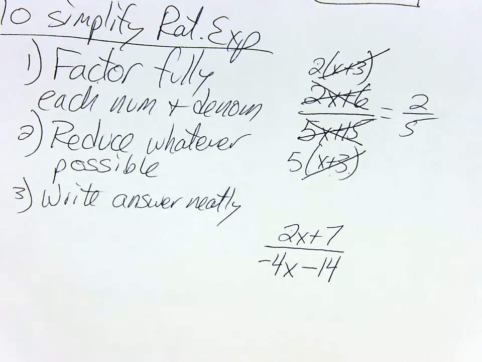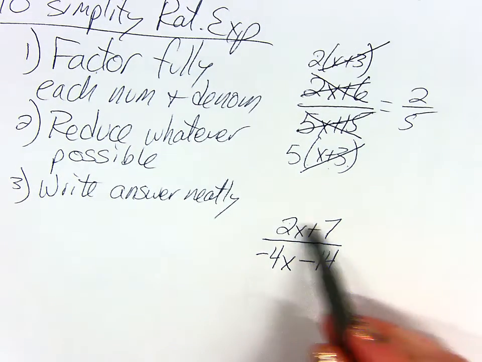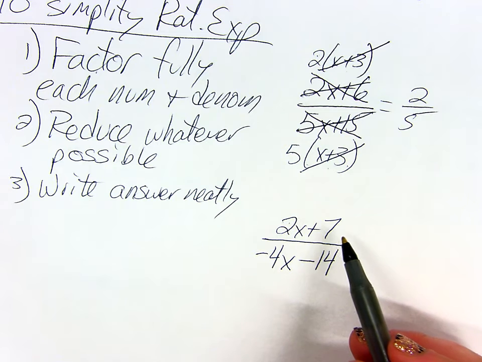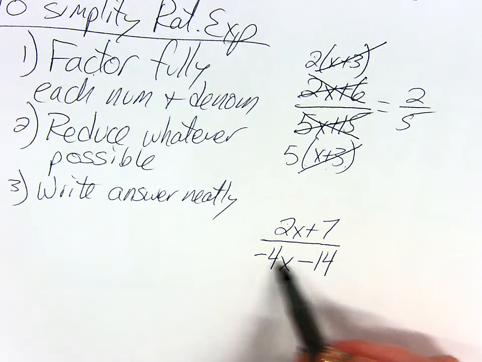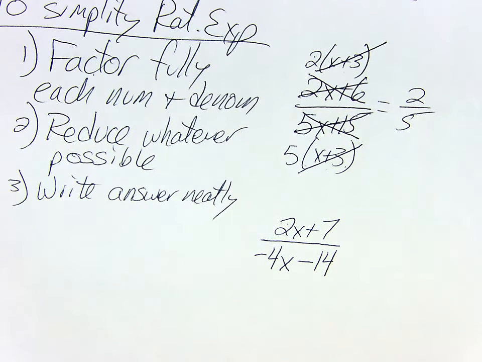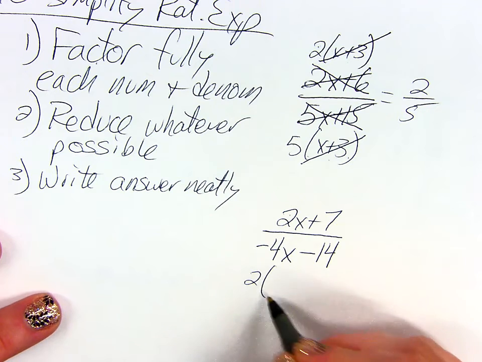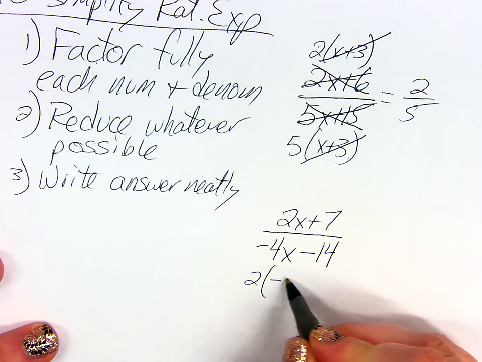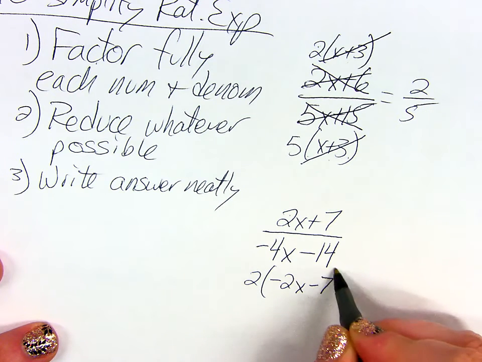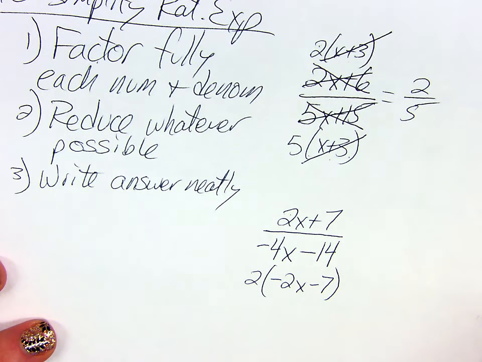Okay, so what if you can't factor it? The top, there's nothing to factor out of that one, so you just leave it. On the bottom, is there anything to factor out of that one? Yeah, a 2. Okay, so if you take out a 2, you're going to be left with negative 2x minus 7, correct?